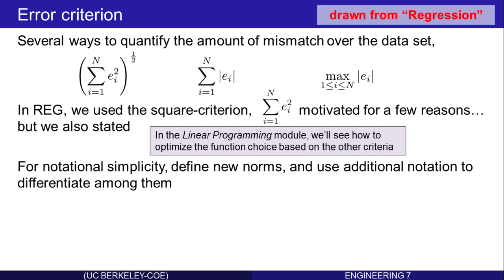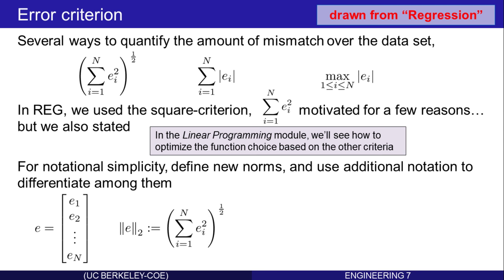For notational simplicity, let's define some new norms and use additional notation to differentiate among them. If I have a vector e, e1 through en, the 2 norm, notice the subscript 2, will be the familiar norm that we've used all along, the square root of the sum of the squares of the entries. This is the Euclidean norm. We'll also use something called the 1 norm, and that's the sum of the absolute value of the entries, as well as the infinity norm, and that's just the largest entry.